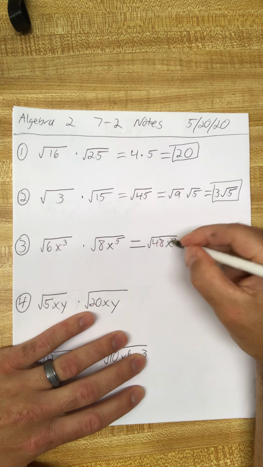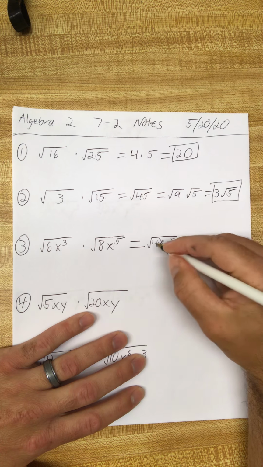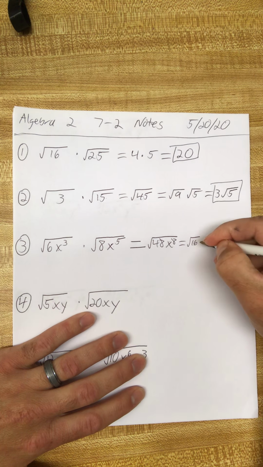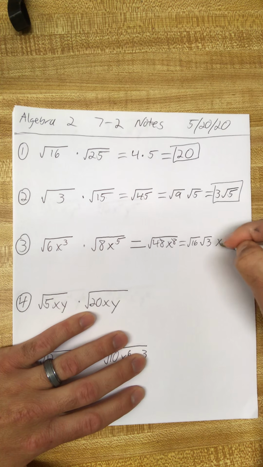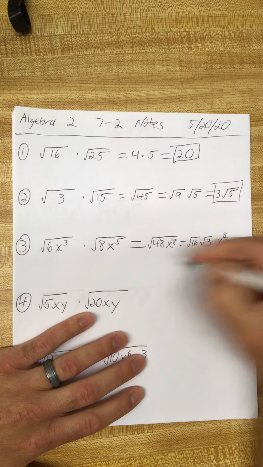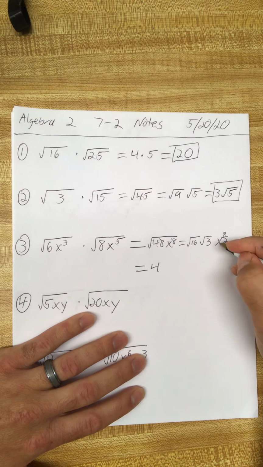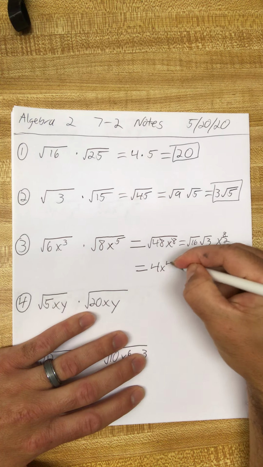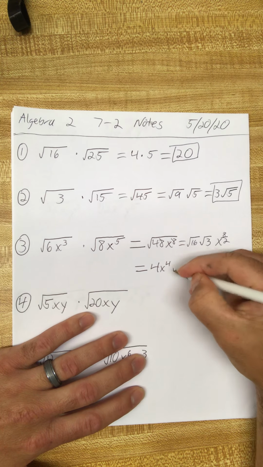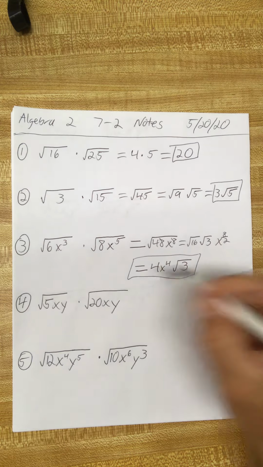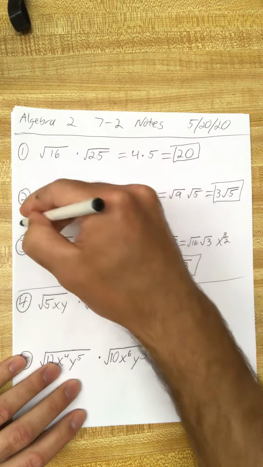Alright, so now we're just going to simplify this, like kind of what we were doing yesterday. So the square root of 48, we can break that into the square root of 16 and the square root of 3. And that's going to be x to the 8th divided by 2. So final answer then, square root of 16 is 4. 8 divided by 2 is 4. And we're left with a square root of 3 on the end. And that's your final answer for 3.